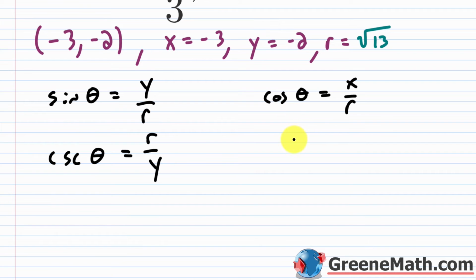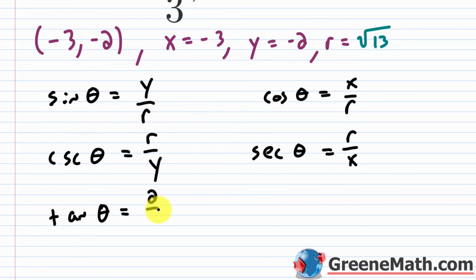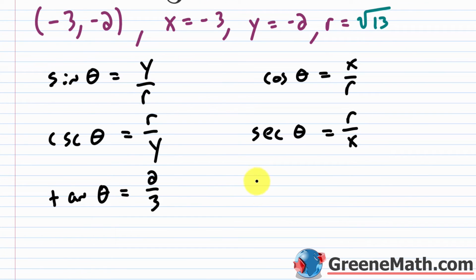And then for your next case, the reciprocal of the cosine is going to be secant. So let's put the secant of theta, and this is going to be r over x. Again, x can't be 0. And then we already know what tangent is. The tangent of theta, that's given to us as 2/3. And then your reciprocal for tangent is cotangent. So let's put cotangent of theta. And I'm just going to flip this, so it's going to be 3/2. So really, we just need to plug in and figure out these guys.